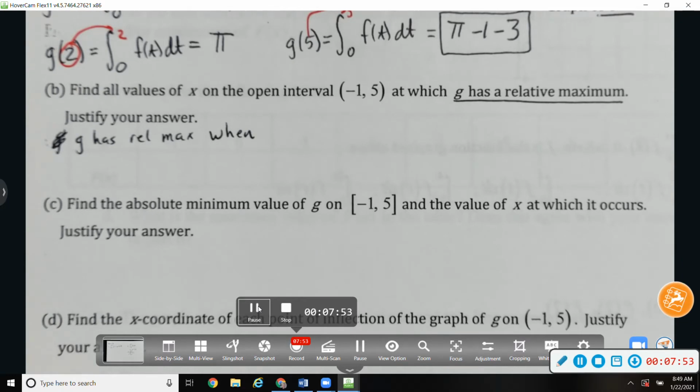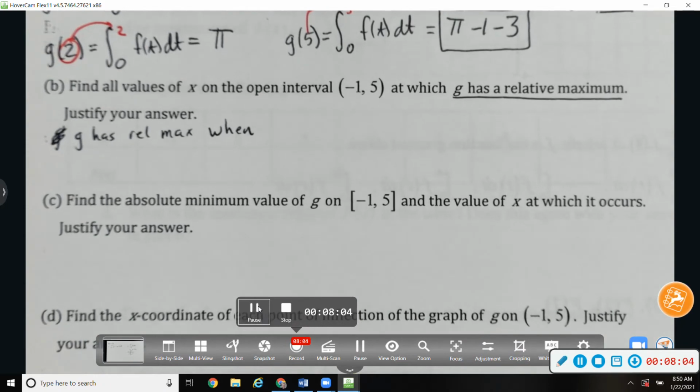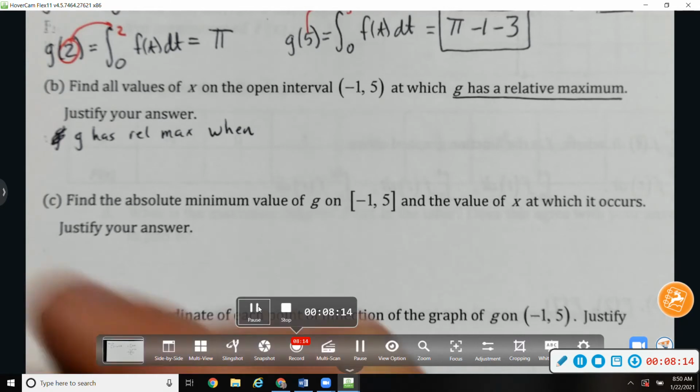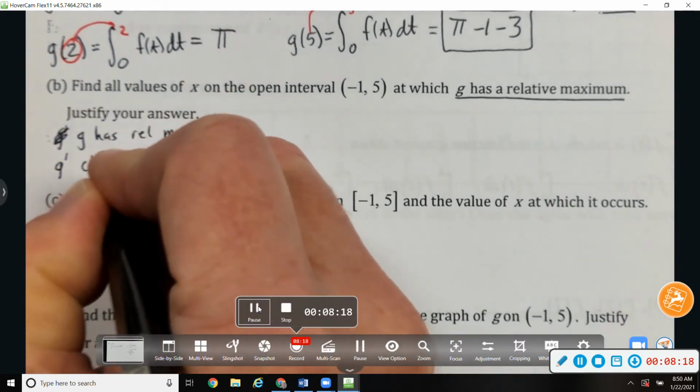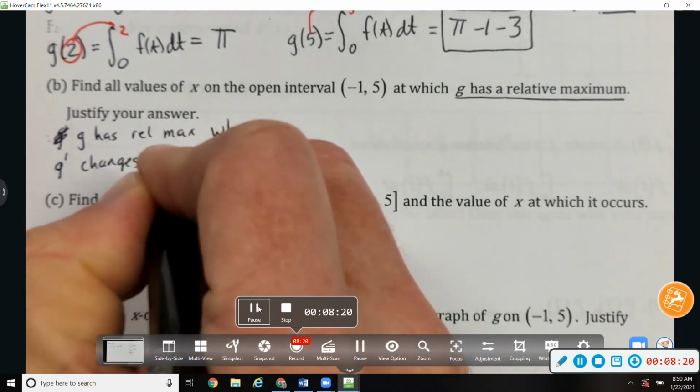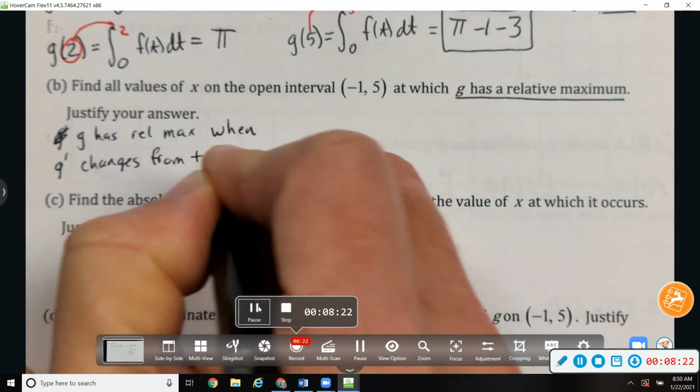So, g has a relative maximum. How do you answer that question? Even without this picture, just in general, how would you know that g has a relative maximum? When what goes positive to negative? The slope of g, or g prime. When g prime changes from positive to negative.